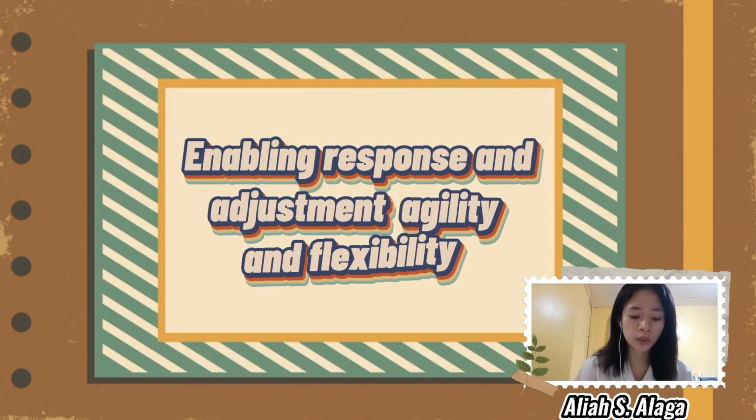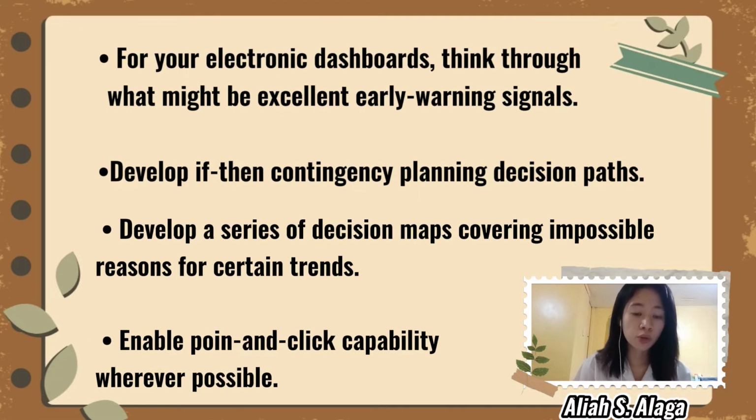For the continuation, next is enabling response and adjustment agility and flexibility. In this part, we tackle ways to ensure that you are able to respond quickly when things start to go really bad in a big way. First is for your electronic dashboard. Think through what might be excellent early warning signals, so you need to know how to track changes in your electronic dashboard, changes in intensity and increasing volume of warning signals.